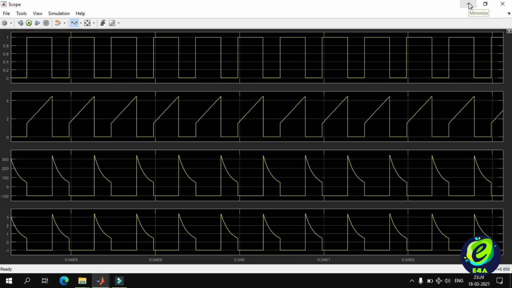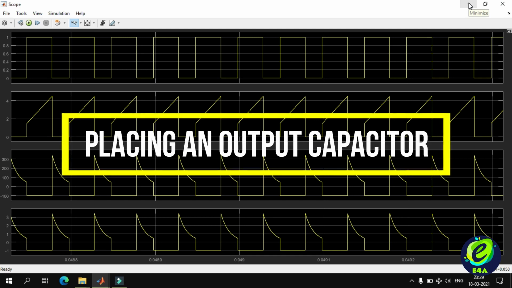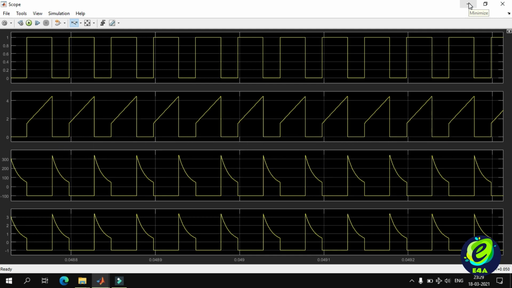Both these problems can be rectified by placing a capacitor at the secondary side of the transformer. This capacitor will store the energy during the turn on time and will release the energy during turn off time. Hence, the capacitor can support the load during on time and can also mitigate the ripples in the output voltage and current.